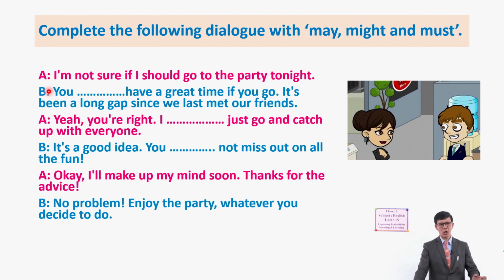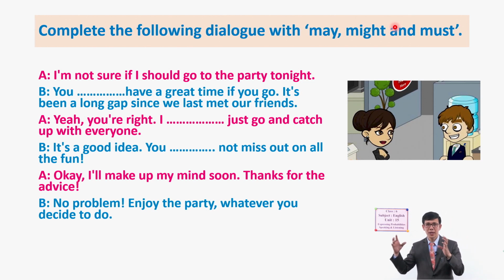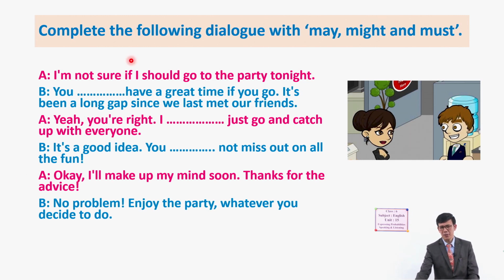Now, what does A say there? I'm not sure if I should go to the party tonight. Okay, look at here. What they are talking to each other, okay? I'm not sure if I should go to the party tonight. Now, can you please make a possible guess whether may or might or must goes here in the blanks to make it a meaningful dialogue? You may or you might or you must have a great time if you go, okay? It's been a long gap since we last met our friends.